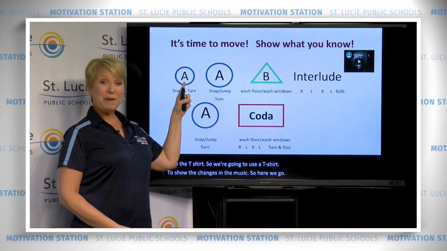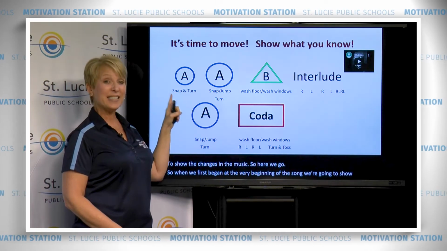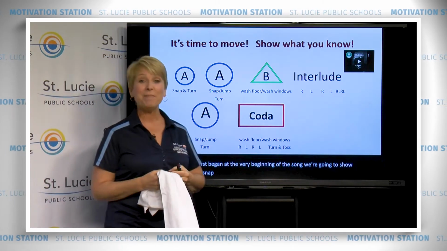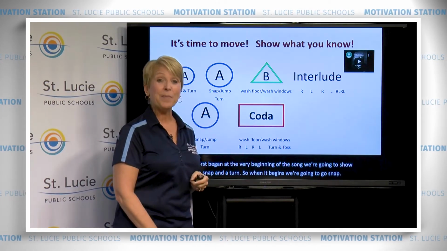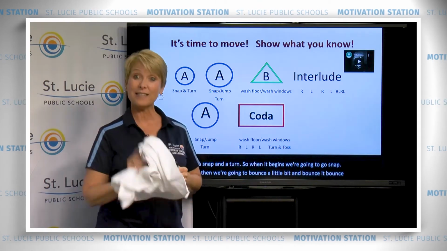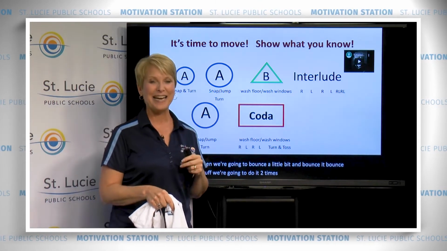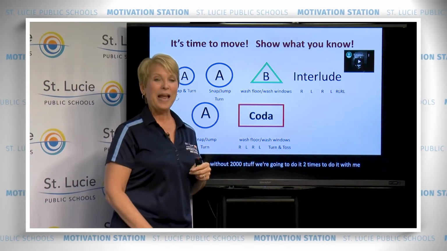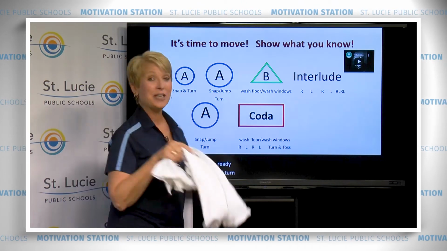So when we first begin at the very beginning of the song, we're going to show letter A with a snap and a turn. So when it begins, we're going to go snap, and then we're going to bounce it a little bit and bounce it, bounce it, bounce it, bounce it, bounce it, bounce it, stop. We're going to do it 2 times. So do it with me this time. Here we go. Ready? Snap, and bounce and turn, bounce and turn, bounce and turn, and stop.